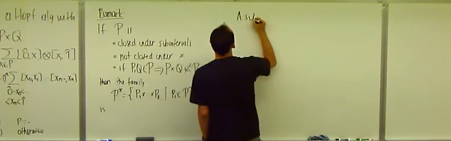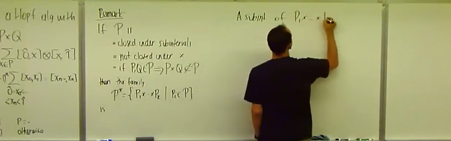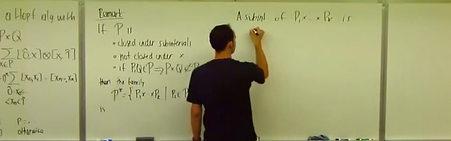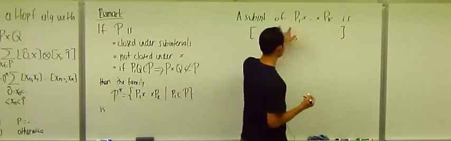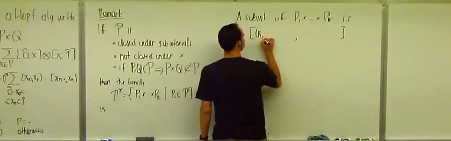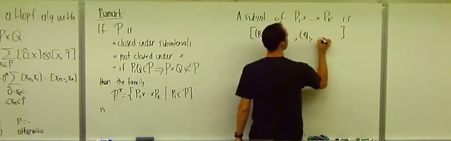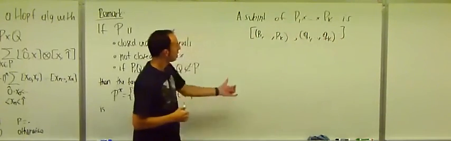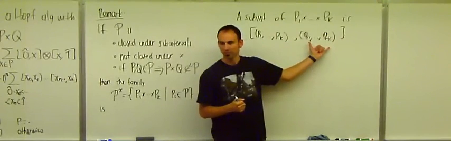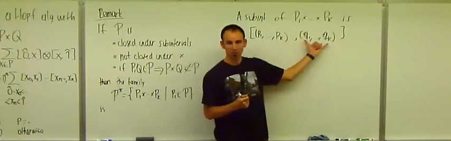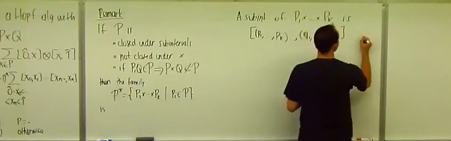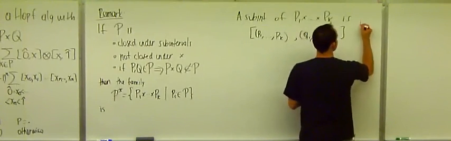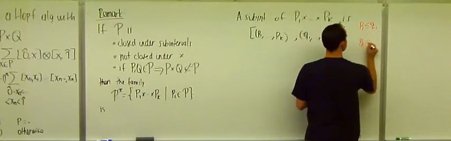So if I take a subinterval of P1 up to PK, what is it? Well, it's something comma something, right? Where these things are elements in here, so one element is going to be P1 up to PK, and the second element is going to be Q1 up to QK, right? And this is less than or equal to this in the product poset. But remember that in a product poset, this is less than or equal to this if and only if each coordinate here is less than or equal to each coordinate here. So you need that P1 is less than or equal to Q1, up to PK less than or equal to QK.